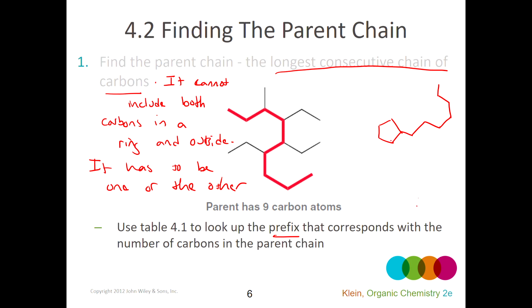So if I consider the carbons in the ring, I would have 1, 2, 3, 4, 5 would be the most in a row I could get. If I'm looking at the carbons outside the ring, I have 1, 2, 3, 4, 5, 6, 7. So if the longer of those is the chain outside the ring, then that'd be my parent. I can't include both. The naming system doesn't allow for that in any way. So it's got to be one or the other. So make sure you follow that rule.